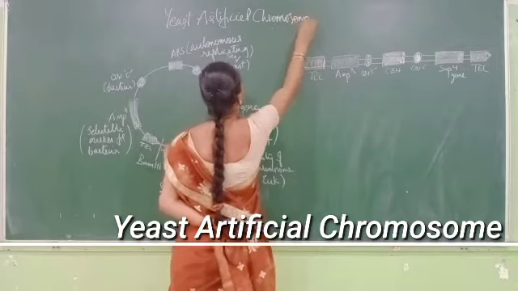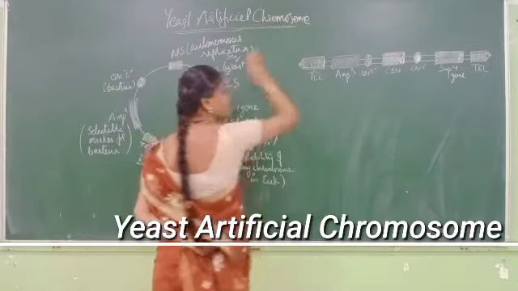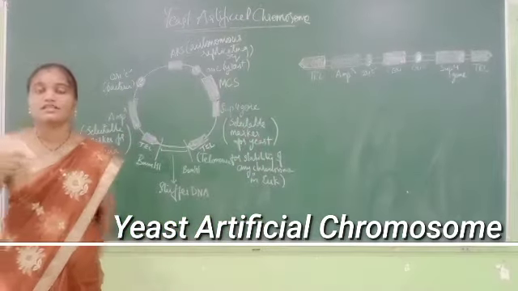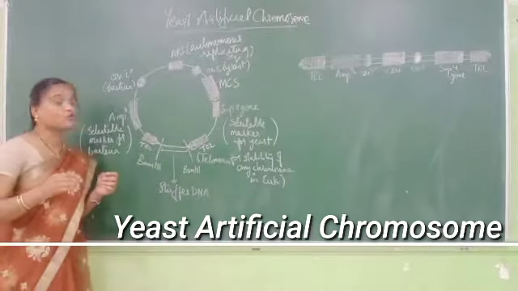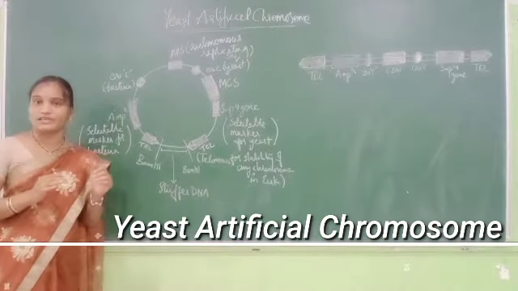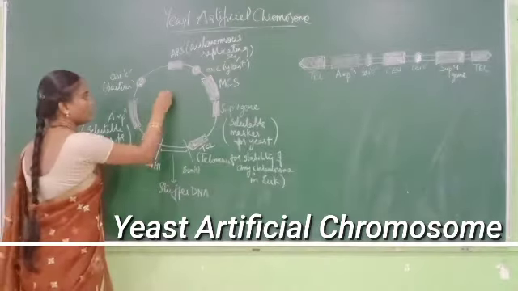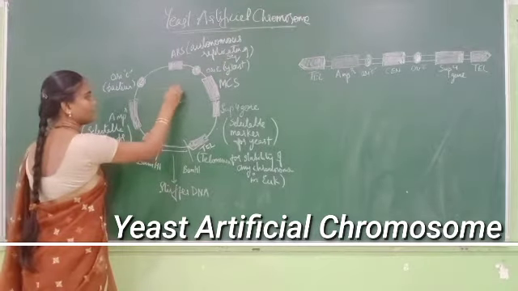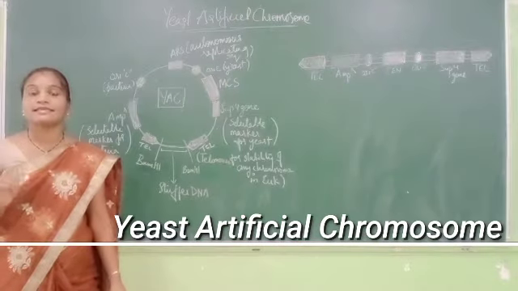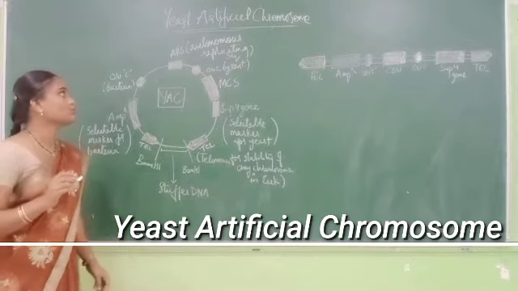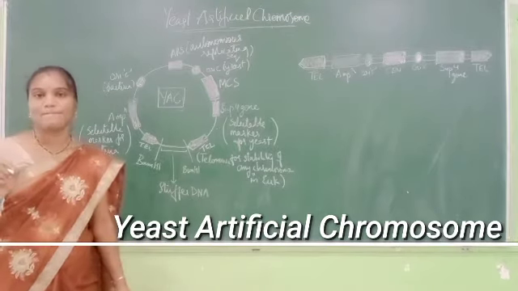So we have already learned about bacterial artificial chromosome, isn't it? In this session, which is the next continuation class for bacterial artificial chromosome, this is one of the vectors, that is YAC. We have already learned about different types of vectors. YAC is yeast artificial chromosome. In the previous session, we already discussed BAC, isn't it?